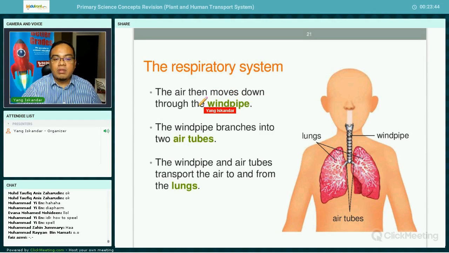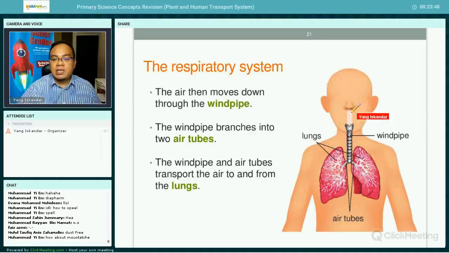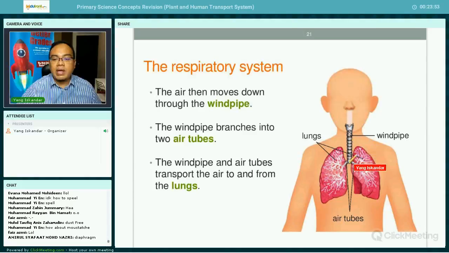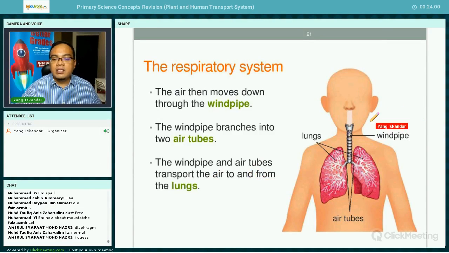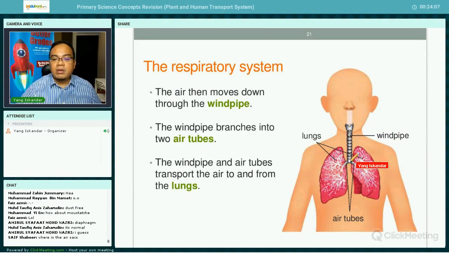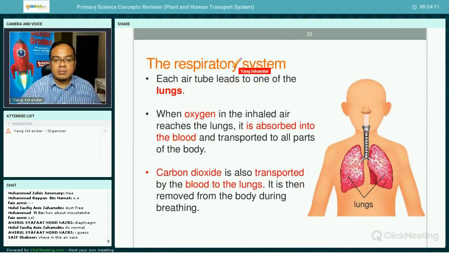So the air from the nose moves down through the windpipe. The windpipe branches into two air tubes, and the windpipe and the air tubes transport the air to and from the lungs. So that is how the air enters through the nose, to the windpipe. There are two tubes here which go to the lungs. Now each air tube leads to one of the lungs.